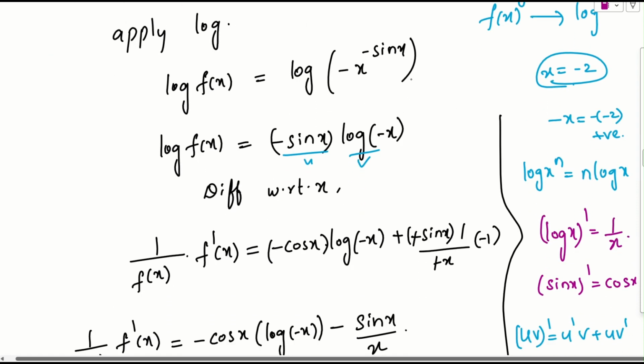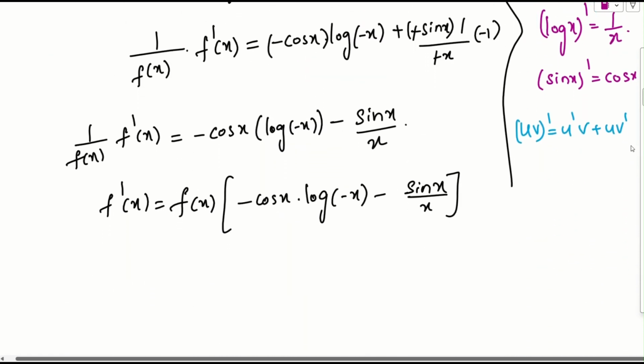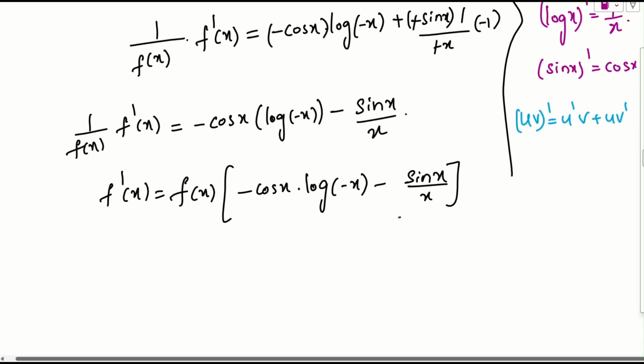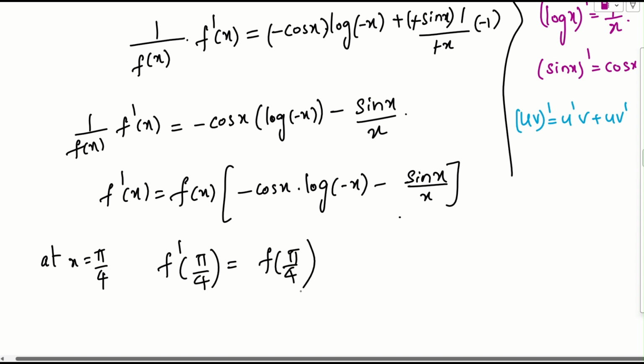Is it okay? The same formula I'll be applying here. If I apply x is equal to pi by 4, at x is equal to pi by 4, 45 degrees, so f dash of pi by 4 is nothing but what? This is f of pi by 4. What is meant by f of pi by 4?